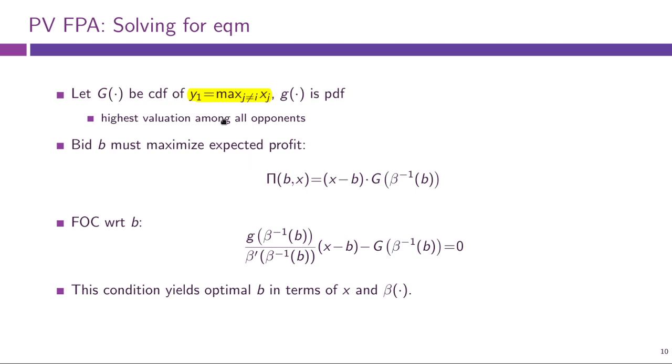Okay, using this new notation, we can rewrite player i's expected profit given some bid b and valuation x. So x minus b is still the same profit conditional on winning. And we can rewrite the probability of winning as this object.